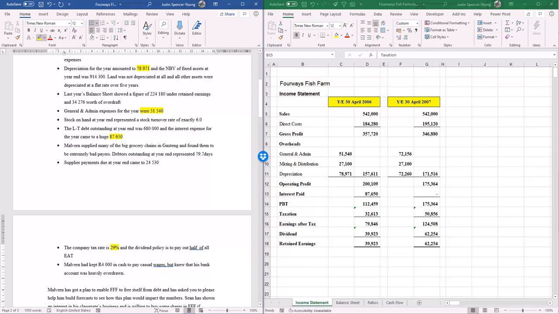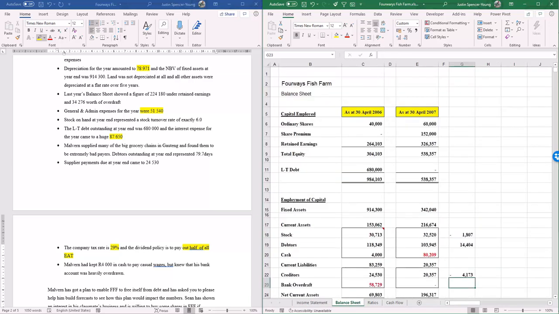And then last of all, we're looking for something that relates to a dividend. The dividend policy here is to pay out half of the earnings after tax. So that number is effectively half of that. That gets us to 39,923. Okay, let's head over to the balance sheet.